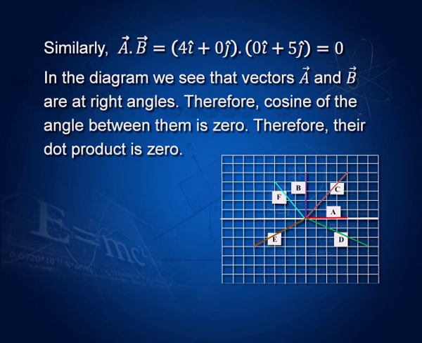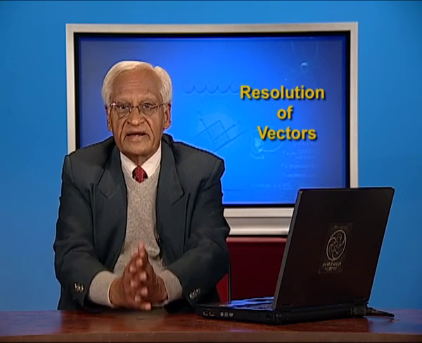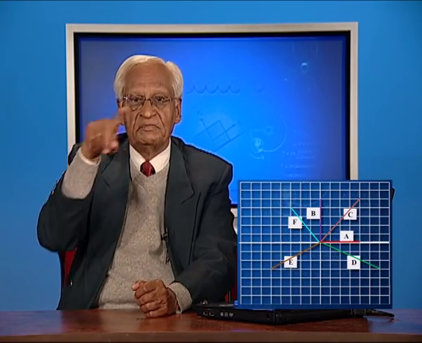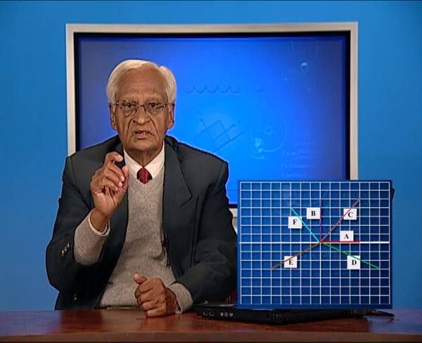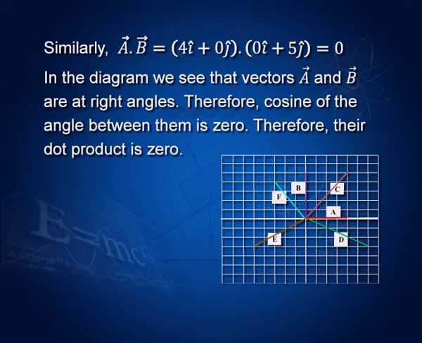Why is it equal to 0 in this case? In this diagram, we see the vectors a and b are at right angles. When the vectors are at right angles, you remember that the angle between them is 90 degrees and cosine of theta is equal to 0, and therefore, in this case a dot b is equal to 0.